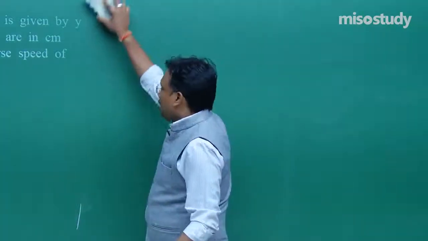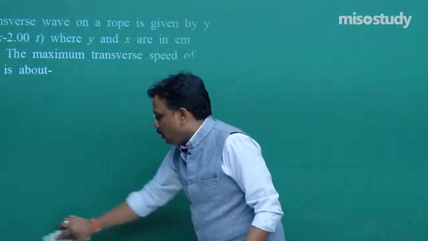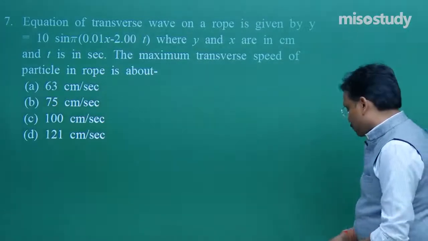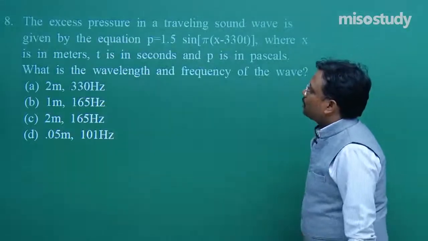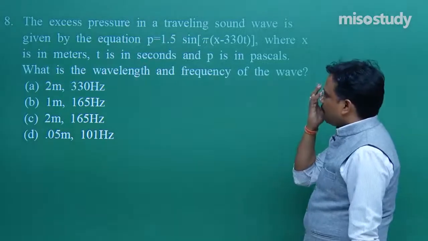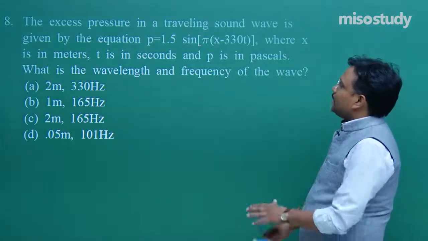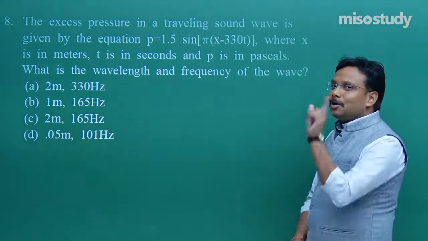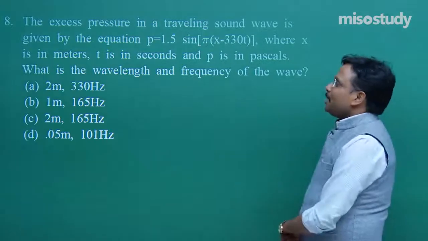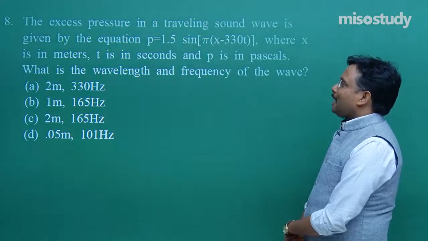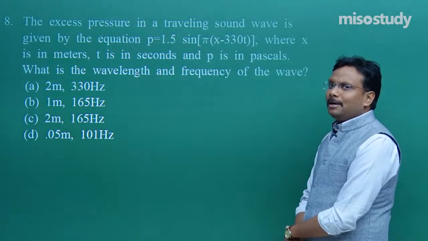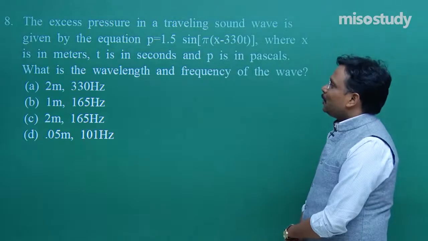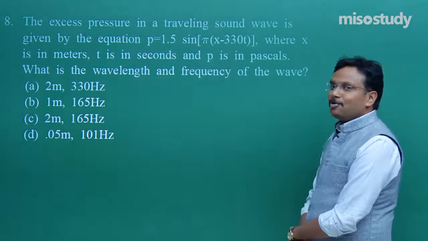So, in totality, that is why I always used to mention that your approach should be in this particular manner. Now let us move to question number 8. The excess pressure in a travelling sound wave is given by P is equal to P naught sin(kx minus omega t). Close your eyes and listen once again: P is equal to P naught sin(kx minus omega t).